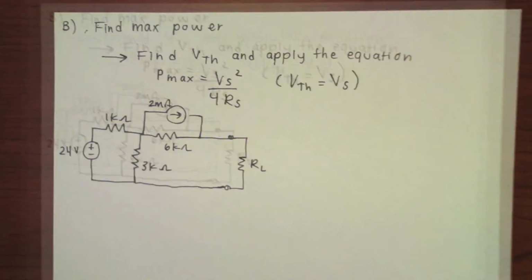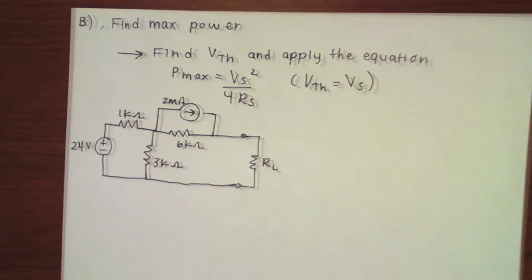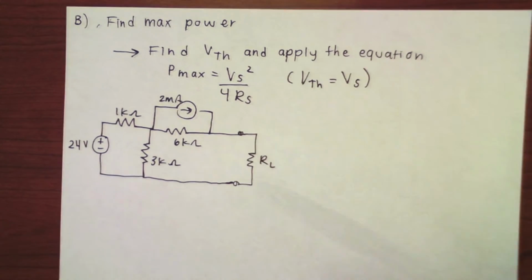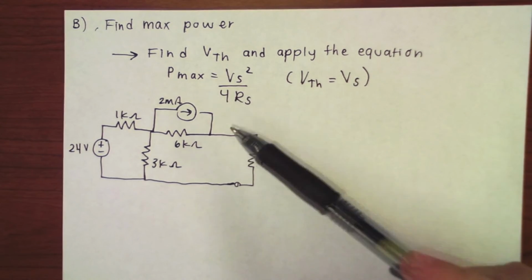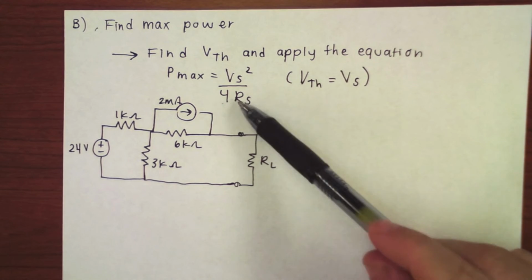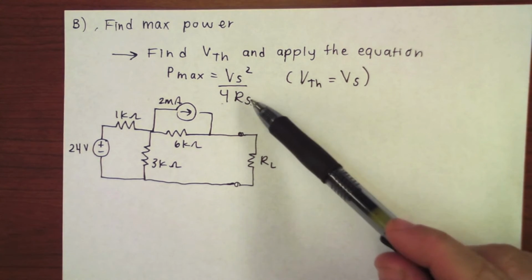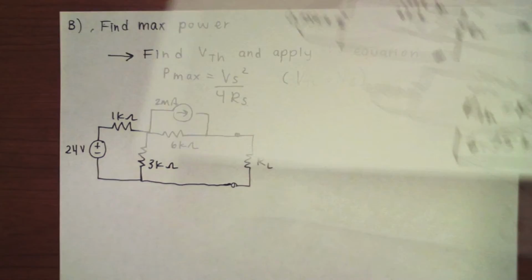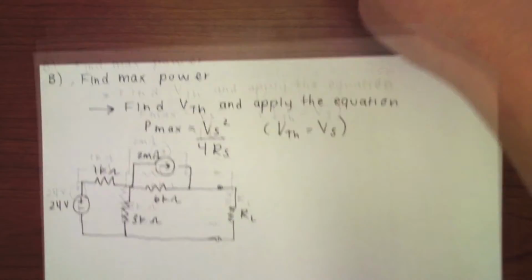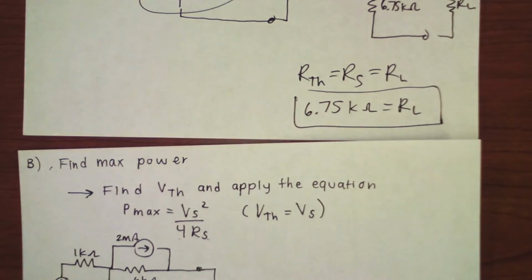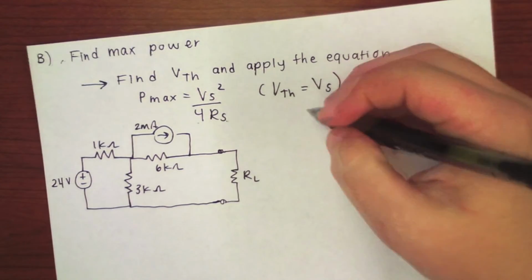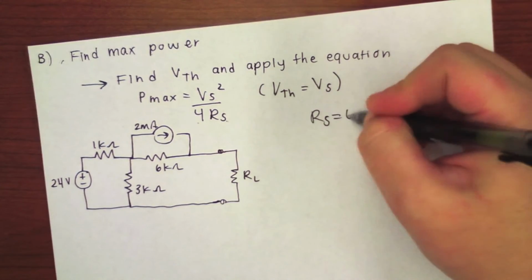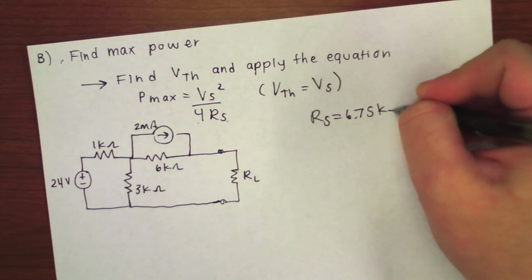Now for part B, the question asks us to find maximum power of the circuit, which I've redrawn here. In order to do this, we need to find V Thevenin of the circuit and apply the equation P max is equal to Vs squared over 4Rs. Remember, we found Rs in the previous part, which is also equal to RL. So I'll rewrite Rs is equal to 6.75 kilo ohms.